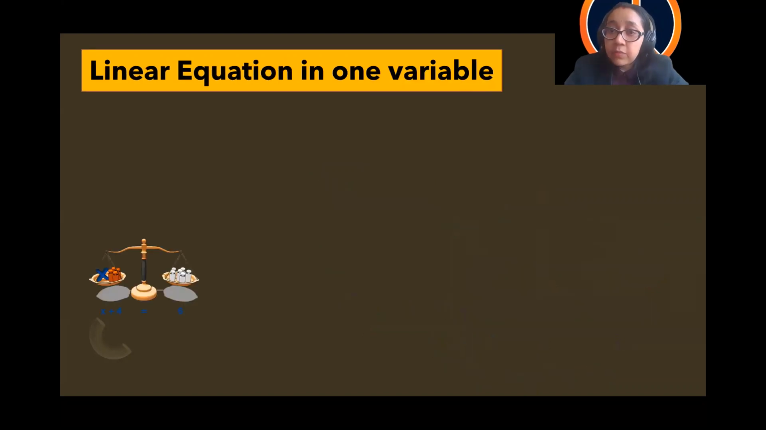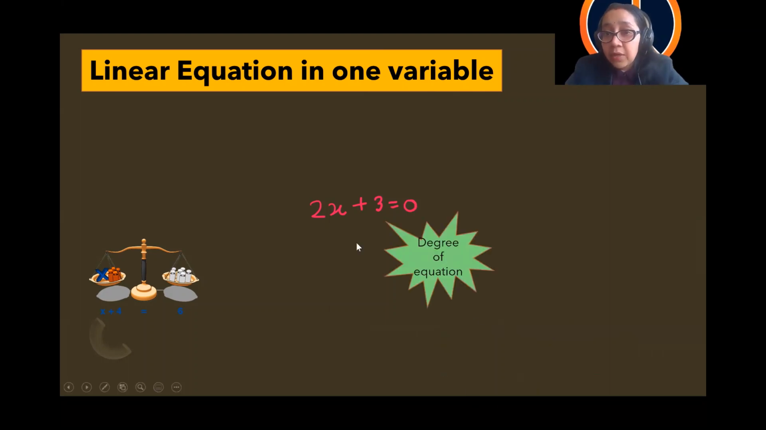Okay, let's see some more examples. For example, if we write 2x plus 3 equal to 0, what is the degree of this equation? Degree means the power of the variable, the highest power of the variable. Here the variable is x, right? And the power of that variable is 1. So the degree of this equation is 1.